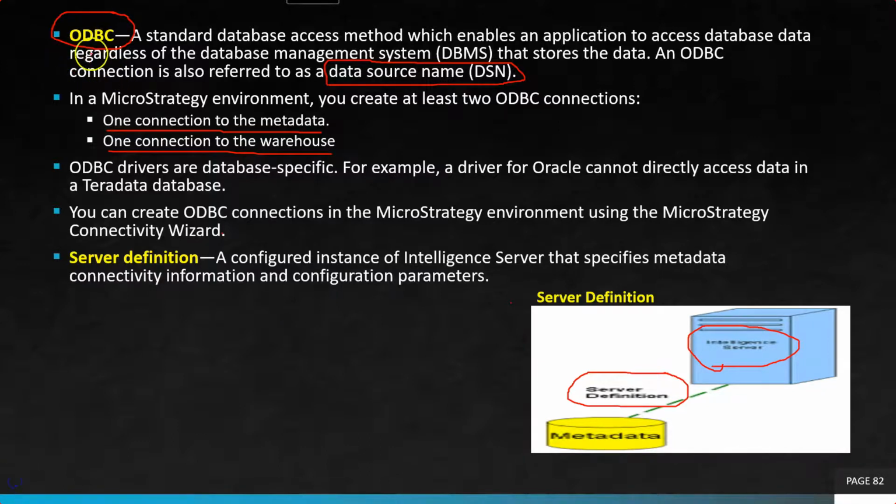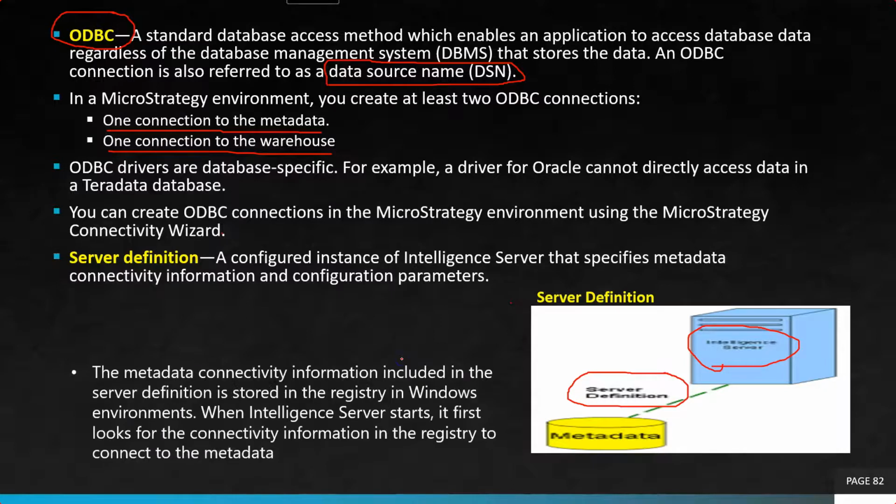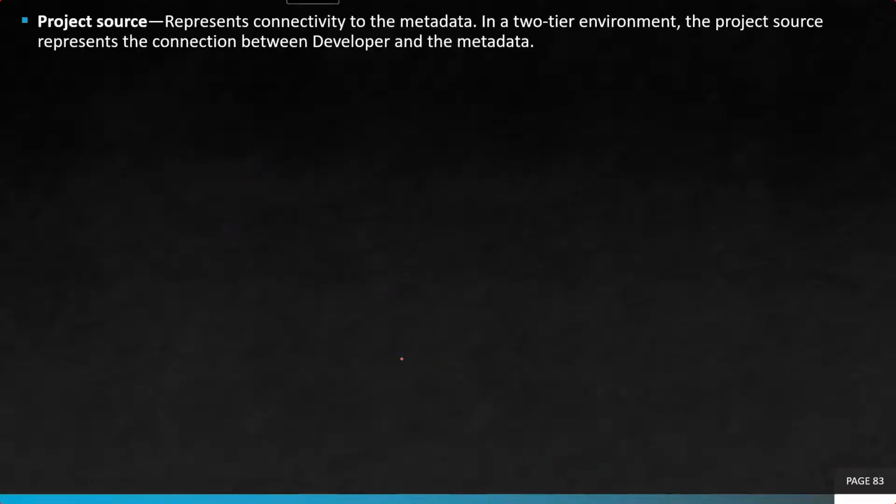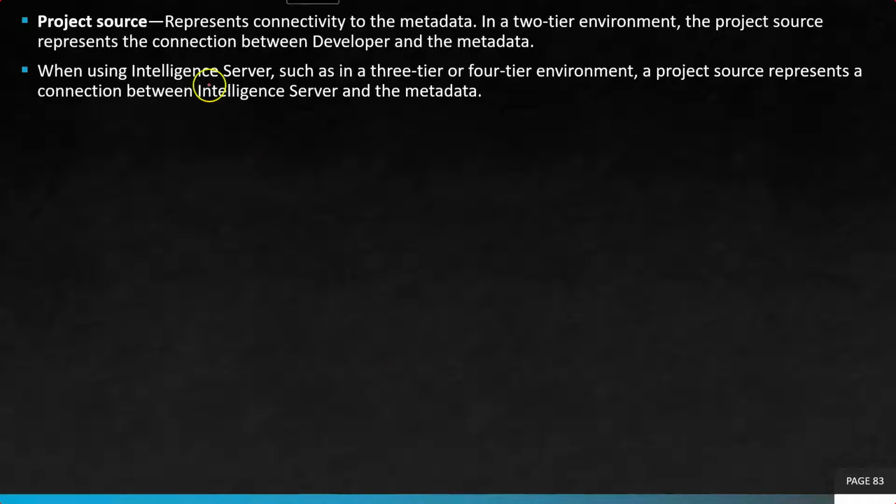Let's suppose you have created your metadata on your database server, you have configured your ODBC connection, and you have created your server definitions. Now let's move to the project source. It's very important. So what is the project source? It represents the connectivity to your metadata. In a two-tier environment, the project source represents the connection between Desktop and the metadata only, not the Intelligence Server.